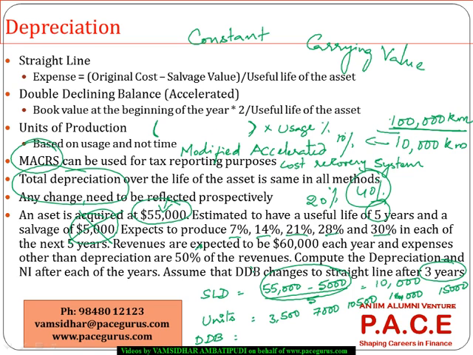So 40% of 55,000, 22,000 will be the depreciation in the first year outright. So the asset will be 33,000 at the end of the first year. Another 40% will take it to 13,200. So 13,200 is depreciated for the second year. So the asset is becoming 19,800 at the end of 2 years.